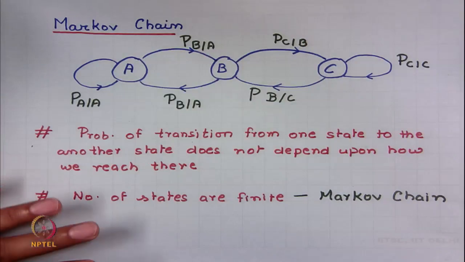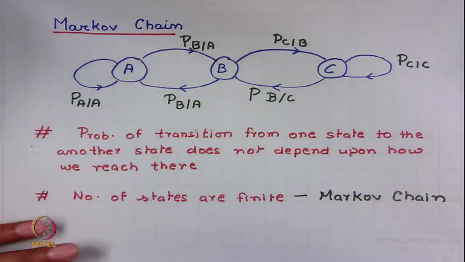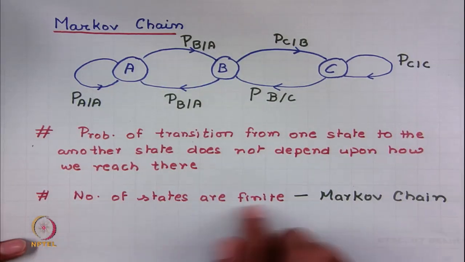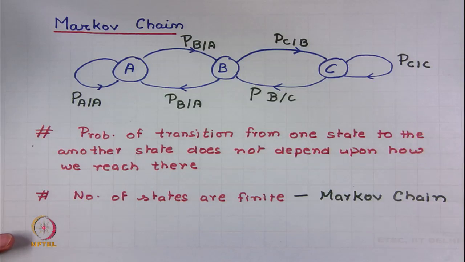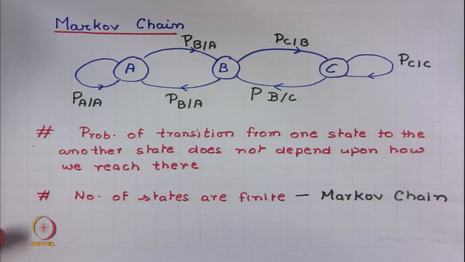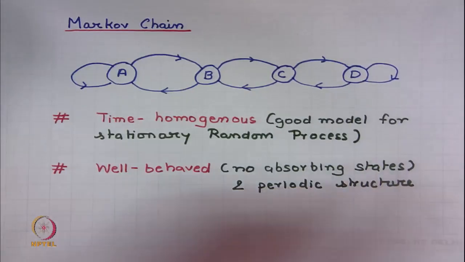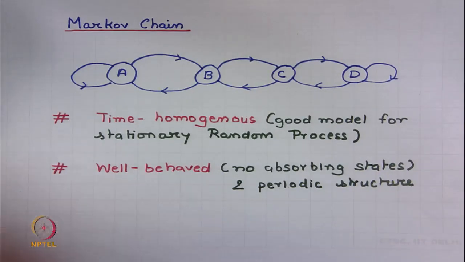What is a Markov chain? So, this was the Markov process. A Markov chain is a Markov process where the number of states is finite, or countable in general. So, if the number of states is countable, we call this a Markov chain. I have a Markov chain for you. It is a Markov chain because the number of states is only 4, which is finite.